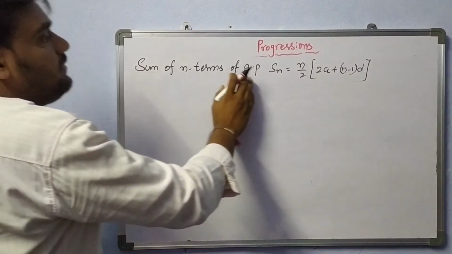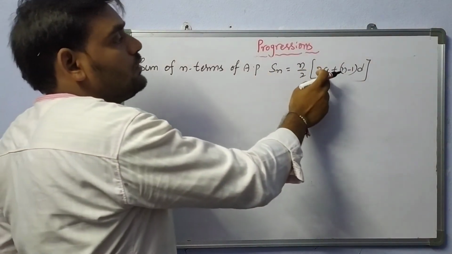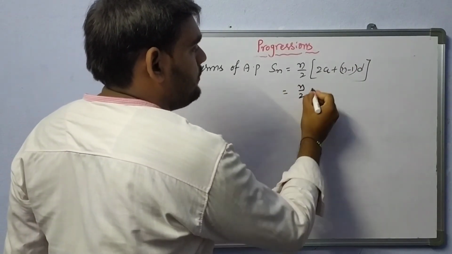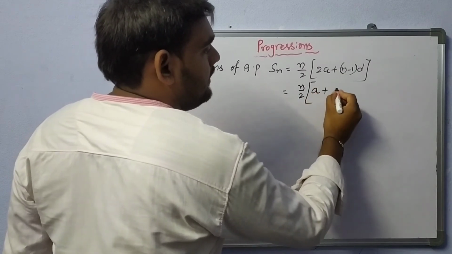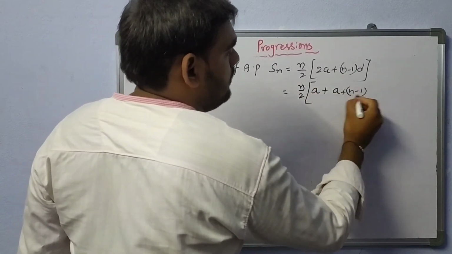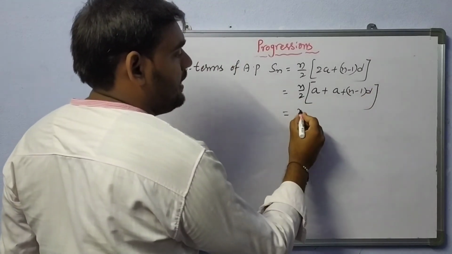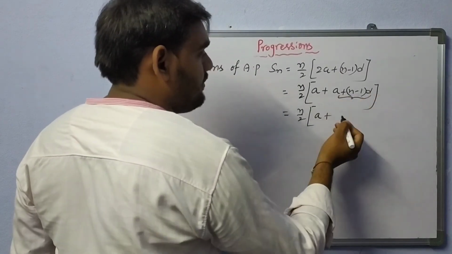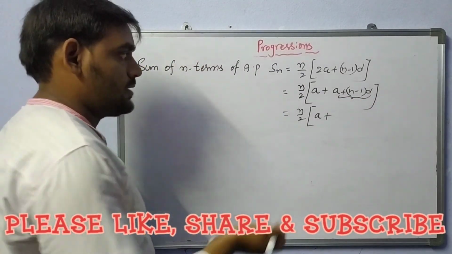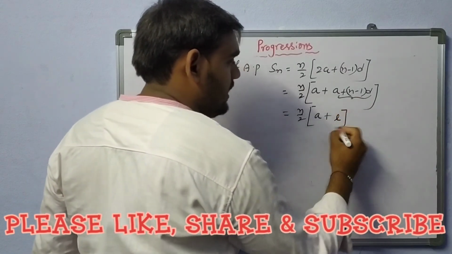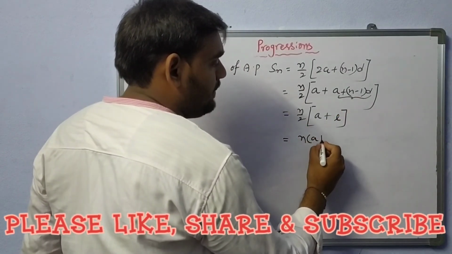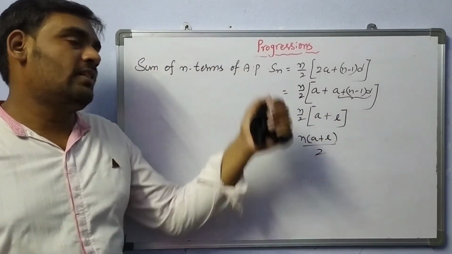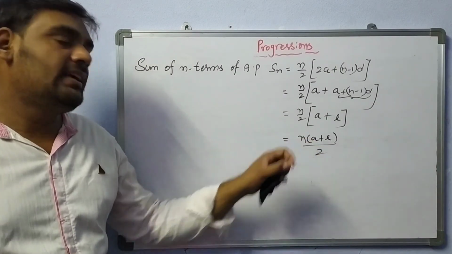So the sum of n terms of AP, Sn is equal to n by 2 into 2a plus n minus 1 into d. Or else we can write this as n by 2 into a plus a plus n minus 1 into d. So here, this part is called the last term of the arithmetic progression. So this can be represented as small l. Now n into a plus l by 2 is also a formula to find the sum of n terms of AP, where l is the last term and a is the first term.